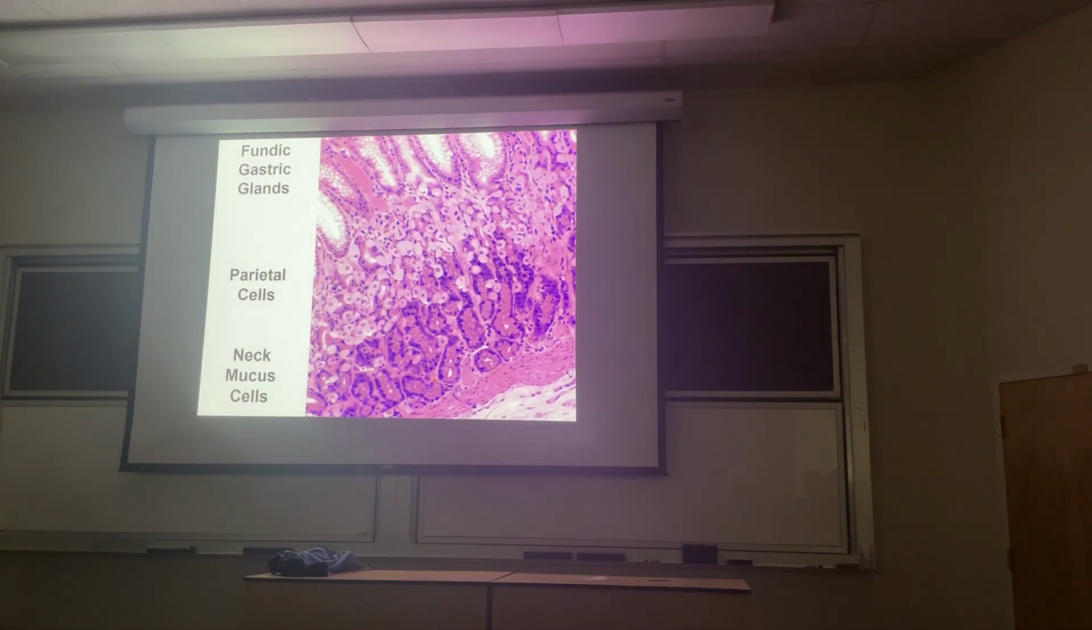Now this is a beautiful picture, higher magnification. These are parietal cells. Here's one, and here's one, and here's one, and there's a bunch of them, right? They're all over the place. So these are all parietal cells.